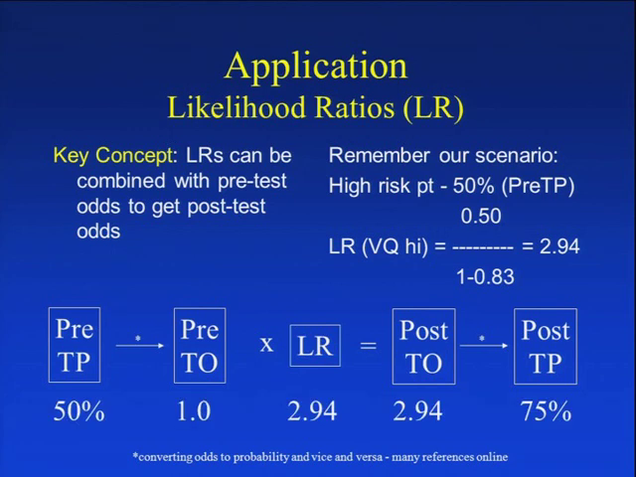If you started at 50%, remember our initial scenario, pretest odds is 1 to 1. It either has the PE or doesn't, 1 to 1. You multiply by the likelihood ratio of 2.94, which is a positive VQ scan, you get a post-test odds of 2.94. If you were to convert that, it works out to, guess what, 75%. Without doing a 2x2 table, you get to the same number. This is an application that you can use, totally up to you.